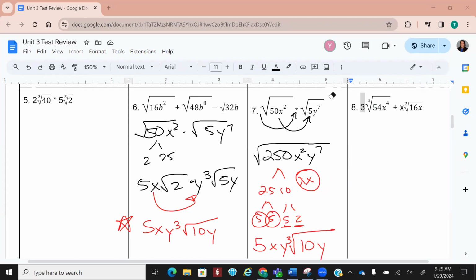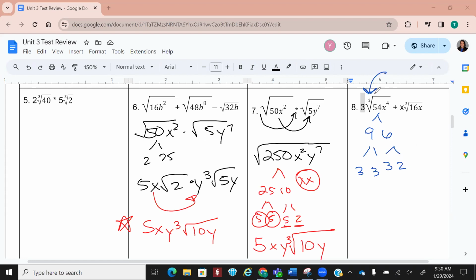Okay, so on 8, with adding and subtracting, you have to have the same number underneath the radical in order to add or subtract. So what are factors of 54? Say it again. 6 and 9. Okay, we break this down into 3 and 3. Break this down into 3 and 2.